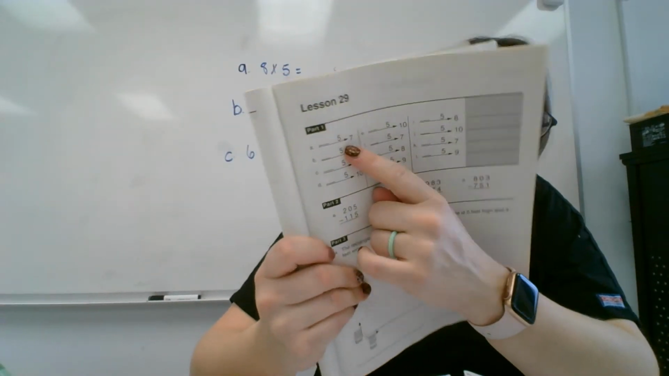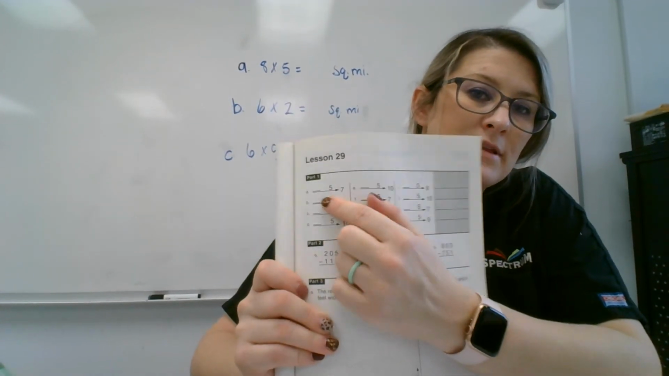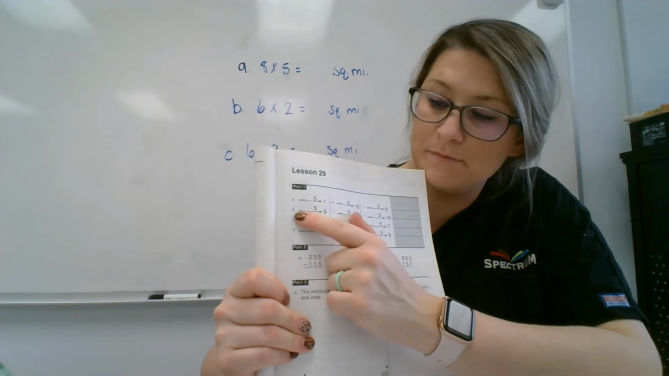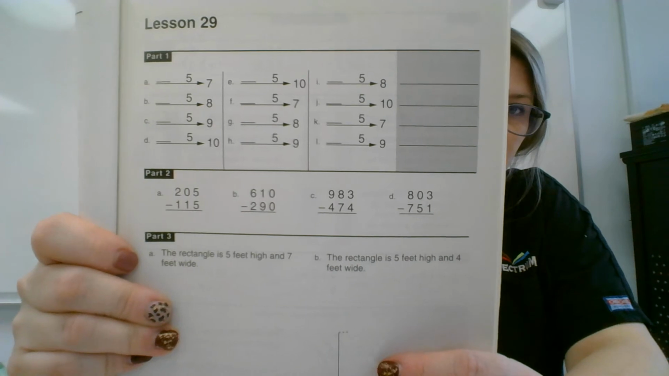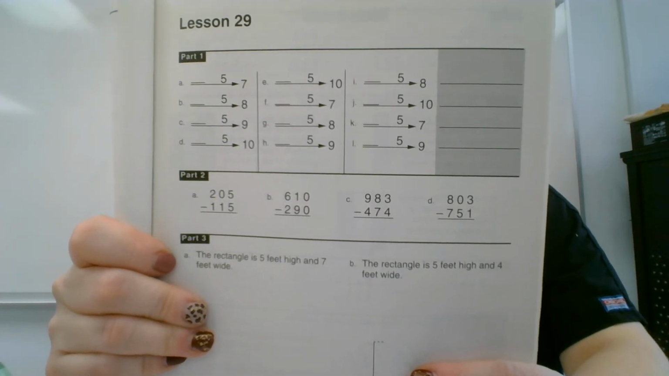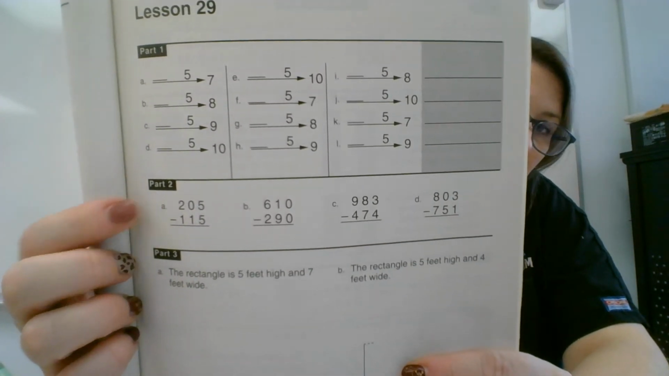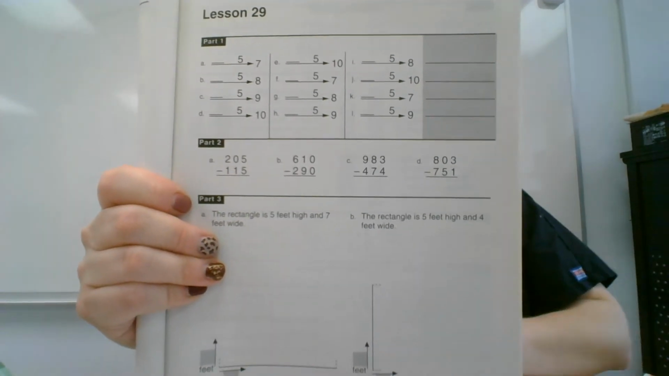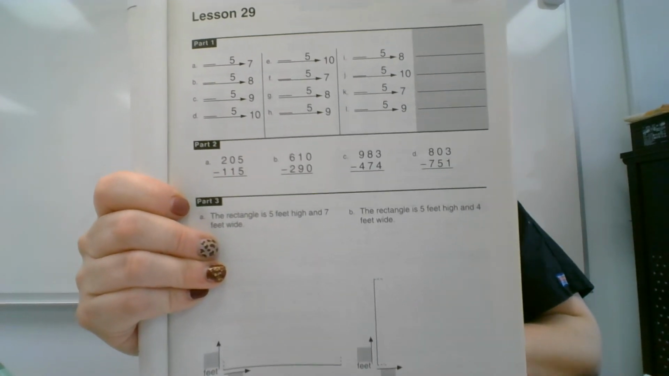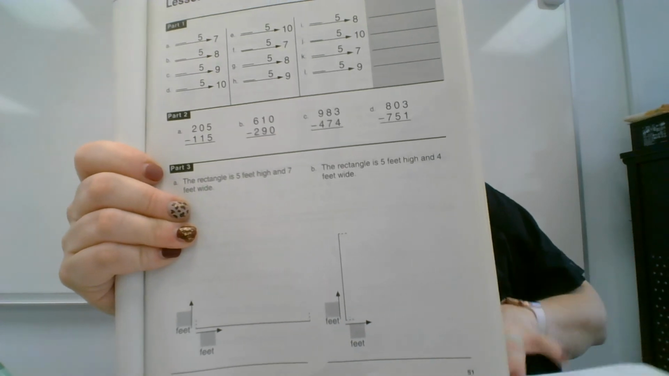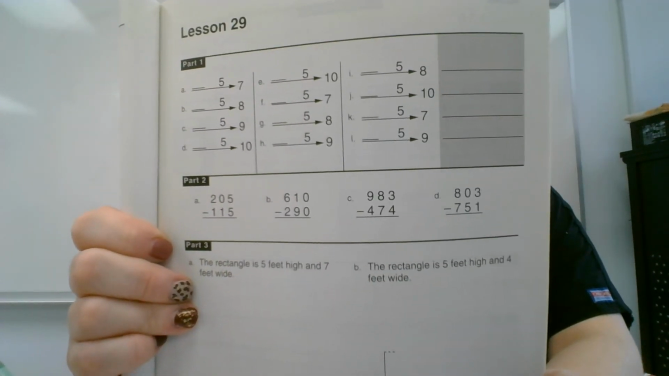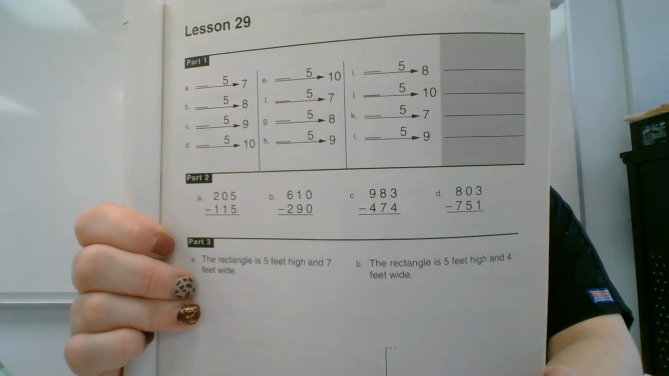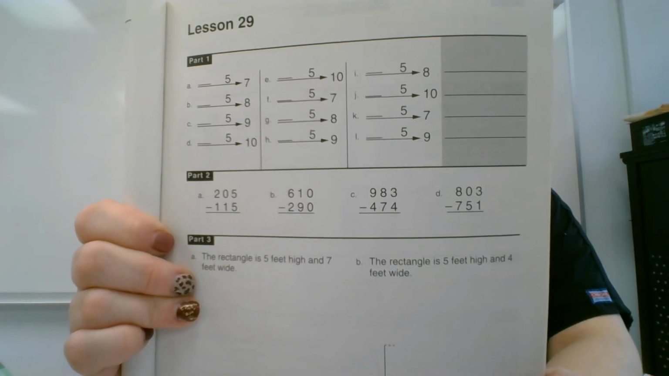You are subtracting. You're working backwards. So 7 minus 5 is blank. 8 minus 5 is blank. 9 minus 5 is blank. Part 2. These are tough subtraction problems. Work them carefully. You may pause the video and unpause when you are finished. Don't forget to borrow.